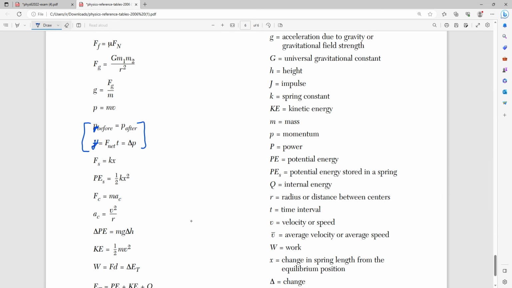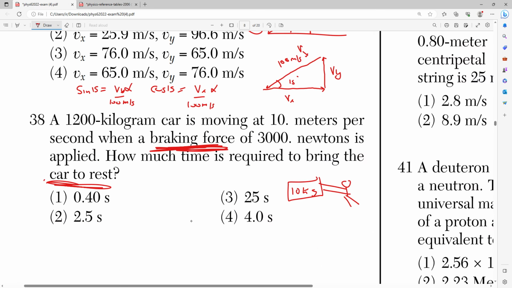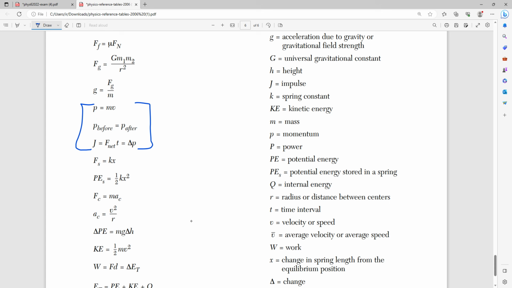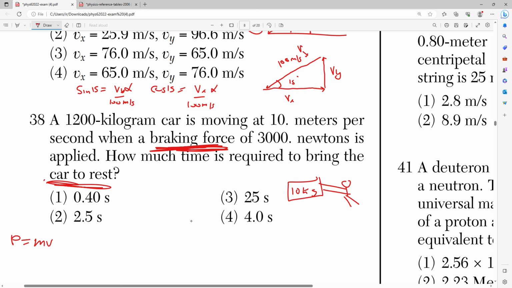And right here, conveniently, I already listed for all of you the formulas that can involve momentum. So P is equal to mv, momentum is equal to mass times velocity. I also know that my P before is equal to my P after. And I know that impulse is just the change in momentum, or force applied per second.